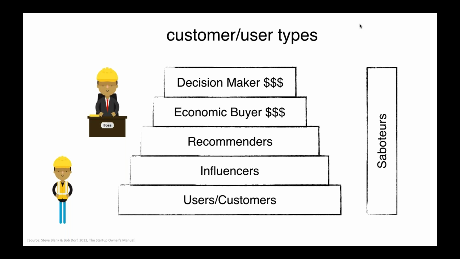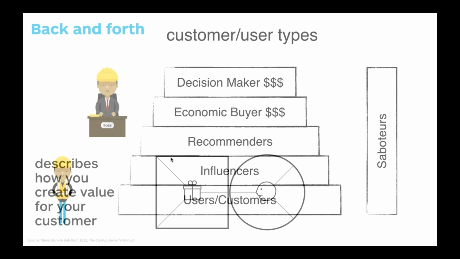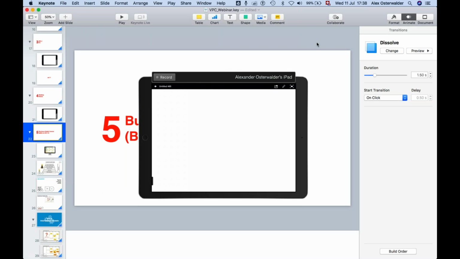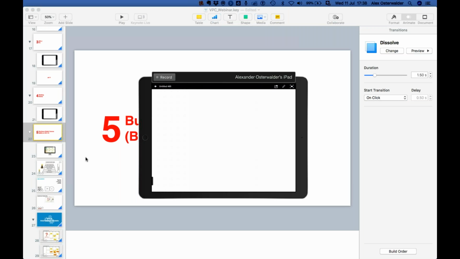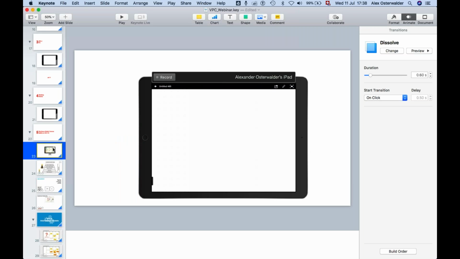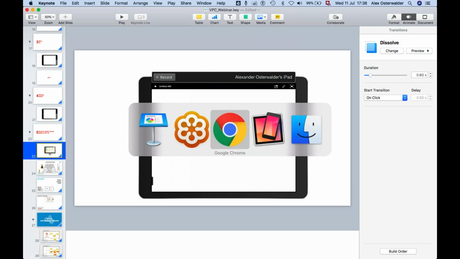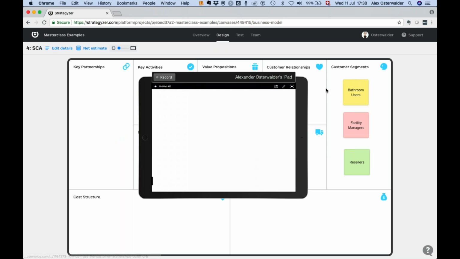Now, I'd like to make the connection back to topic 5 for a second, which is about the business model canvas connection with the value proposition canvas. And here I want to go quickly to Strategyzer to jump over for this example that I prepared.